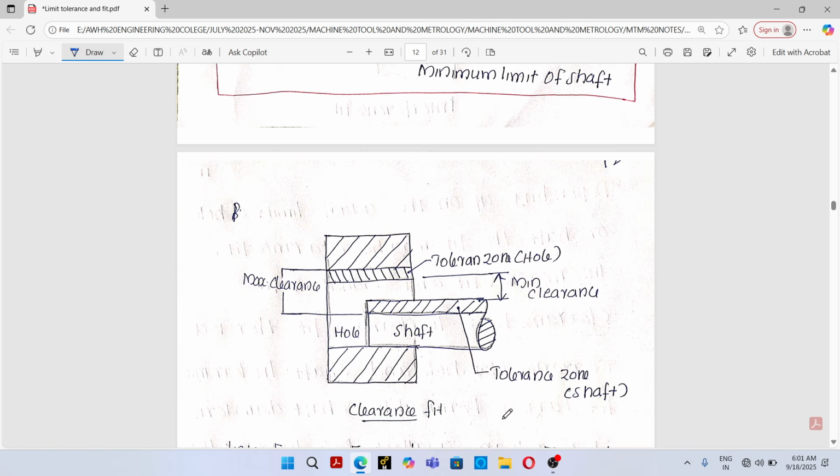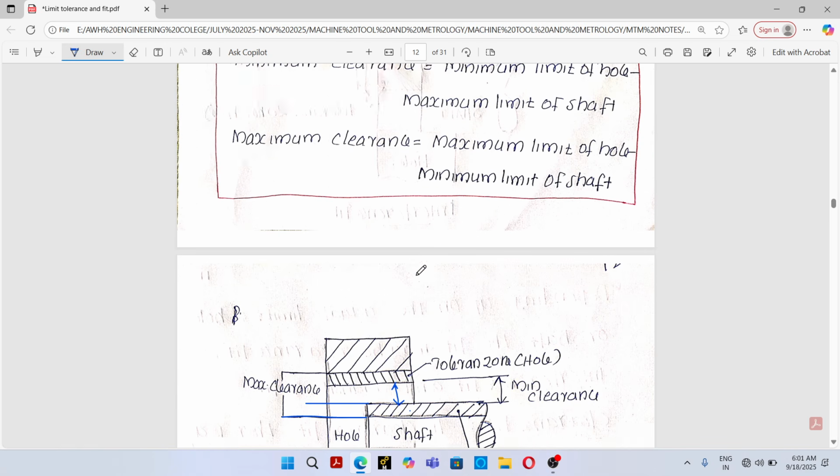See, this is the figure of clearance fit, and this is hole and this is shaft. So this is the lower limit of shaft, this is upper limit of shaft, and this is tolerance zone of shaft, and this is tolerance zone of hole. This is lower limit of hole and upper limit of hole. So in the case of clearance fit, there is always a clearance between hole and shaft. Maximum size of shaft will always be less than minimum size of hole.